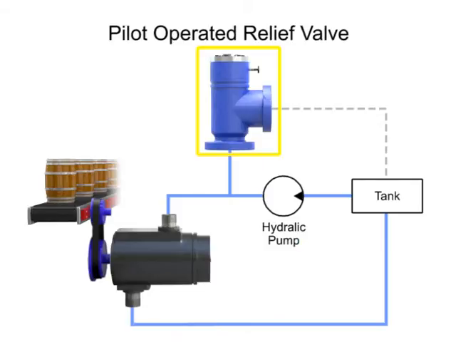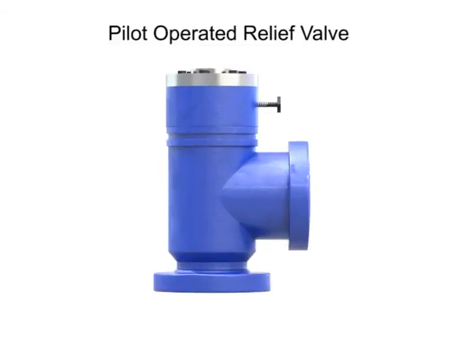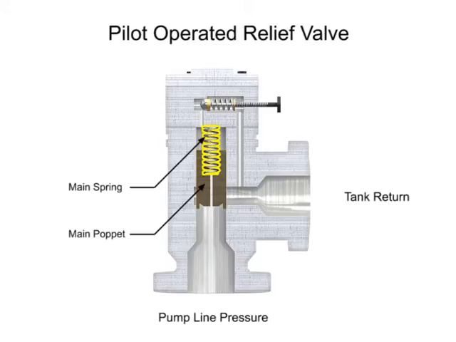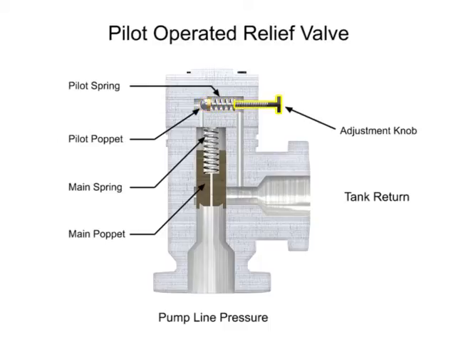A pilot-operated relief valve makes it possible to handle higher pressures and flow. It's also much smaller than direct-acting valves rated for the same pressure. This valve has two stages. The first stage is composed of the main valve with a poppet and spring large enough to handle the maximum flow rating of the valve. The second stage is composed of a much smaller direct-acting pilot valve, which includes a pilot relief poppet, pilot spring, and an adjustment knob. This smaller relief valve is usually mounted crosswise on the main valve body.